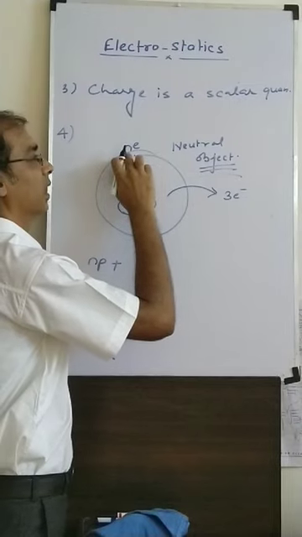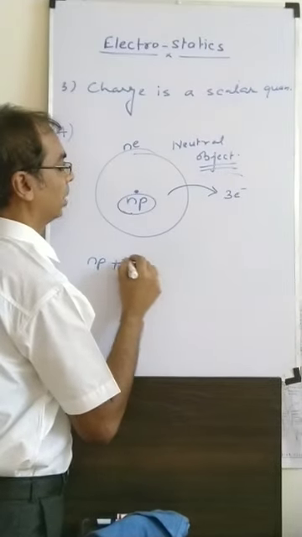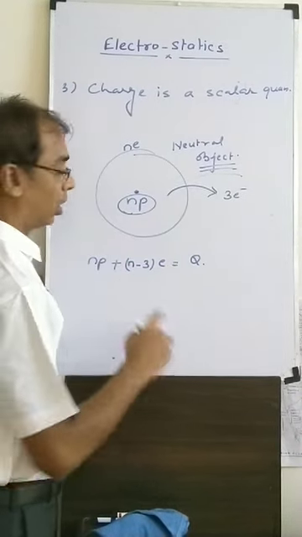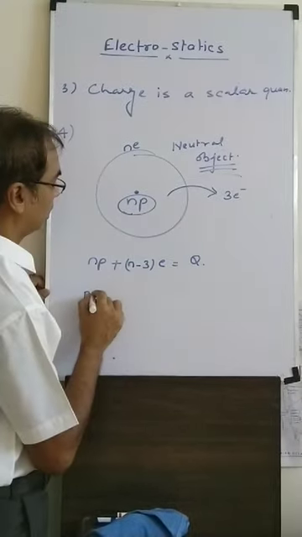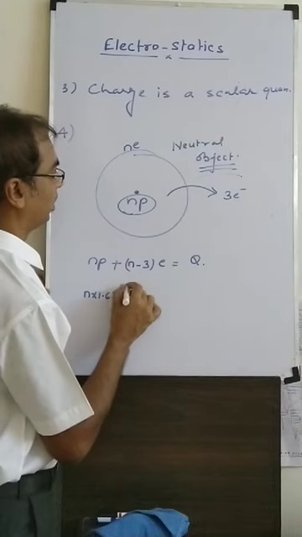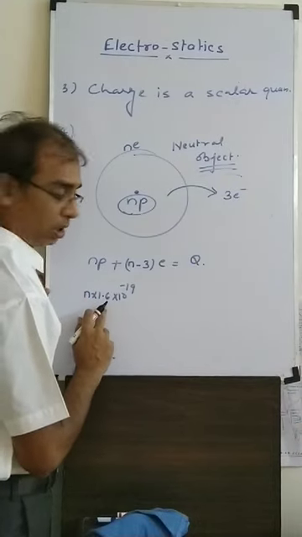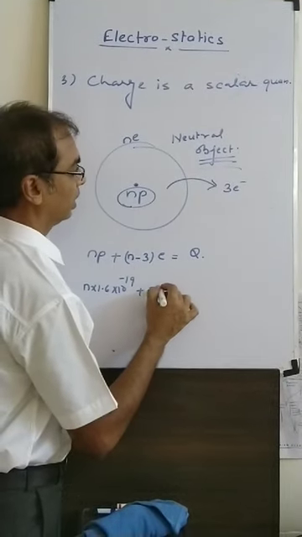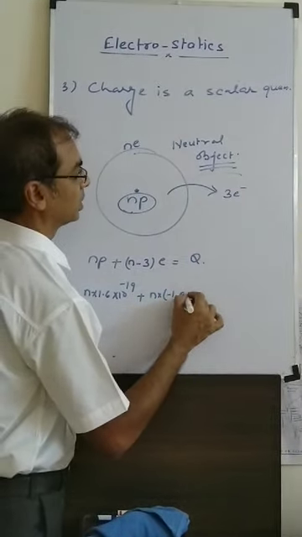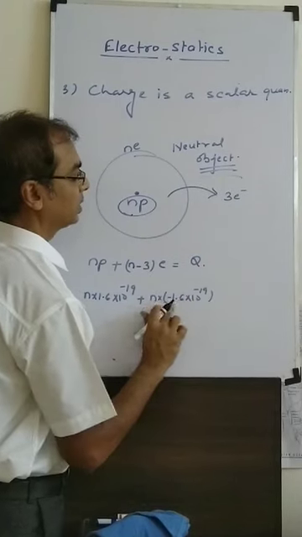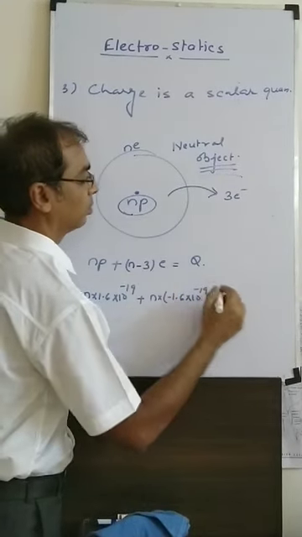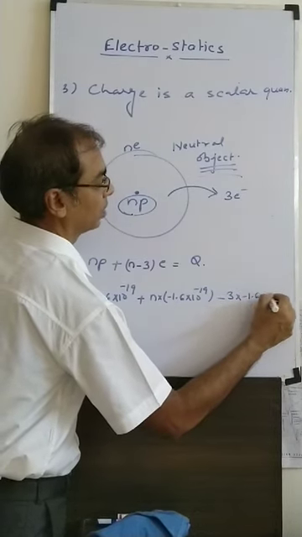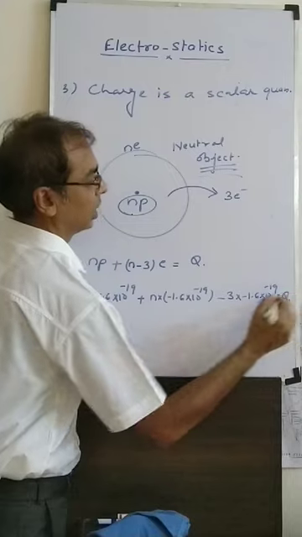Earlier, how many electrons were there? N. So now the electrons are n minus 3, into e. This is the charge on the object. Now how much is this? Check. n into 1.6 into 10 to the power minus 19, that is the charge on the protons, plus n into e, that is n into minus 1.6 into 10 to the power minus 19. Why minus? Because it's an electron. Here, minus 3 e, into minus 1.6 into 10 to the power minus 19. That is the charge on this object.